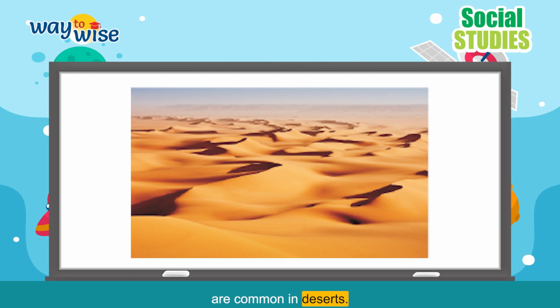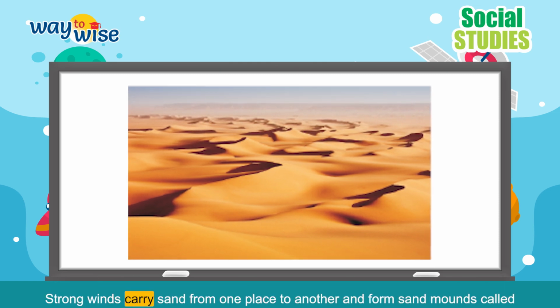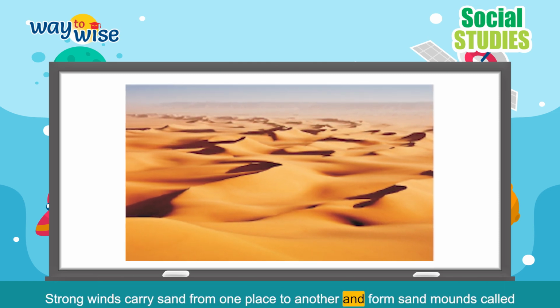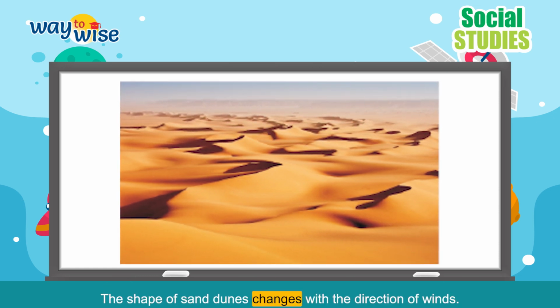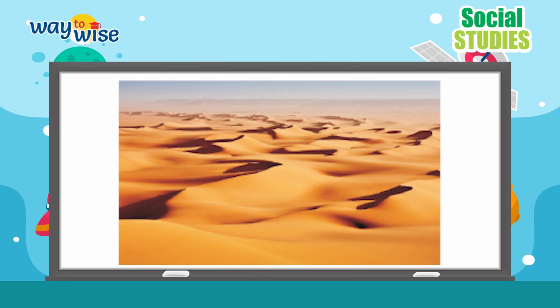Sandstorms are common in deserts. Strong winds carry sand from one place to another and form sand mounds called sand dunes. The shape of sand dunes changes with the direction of the winds.